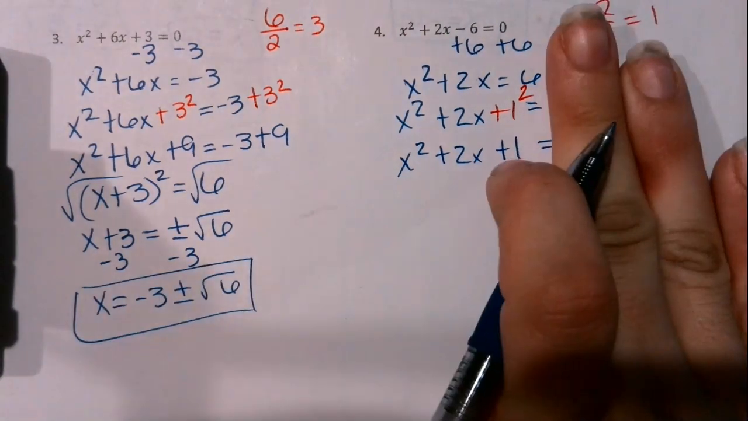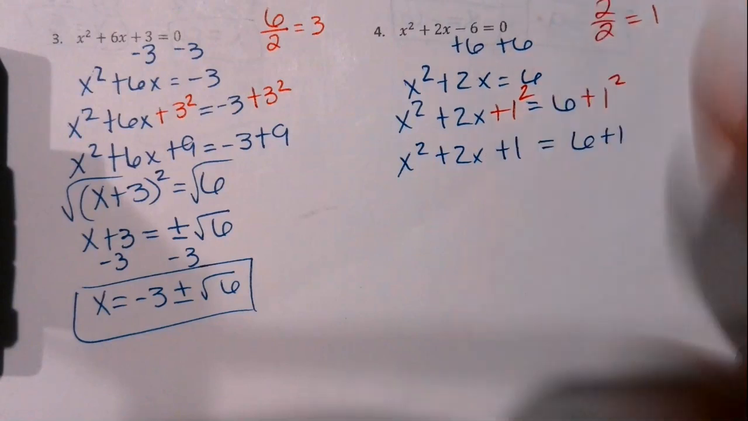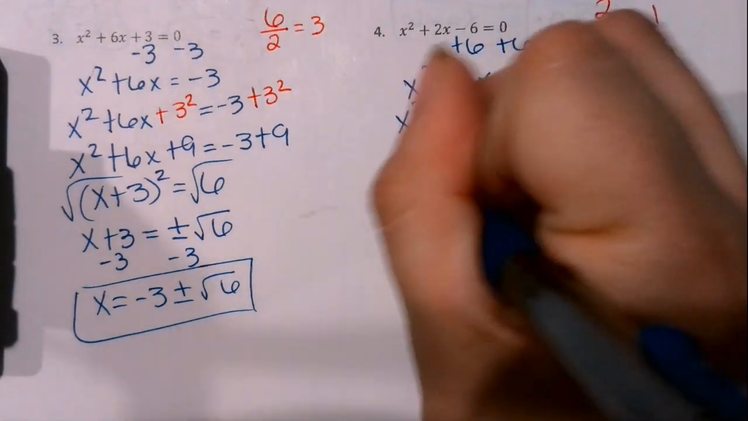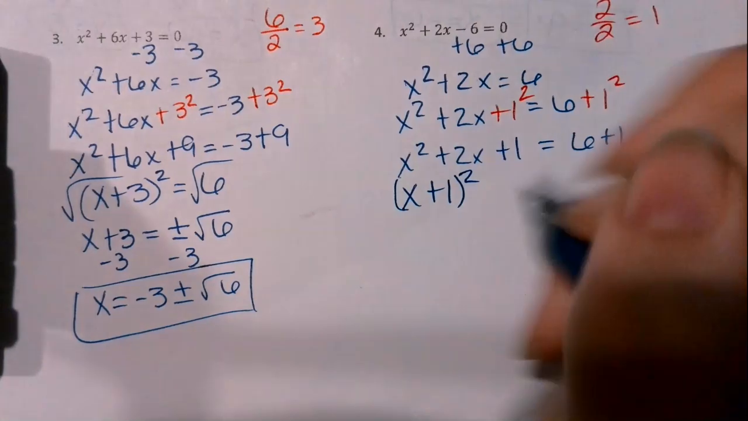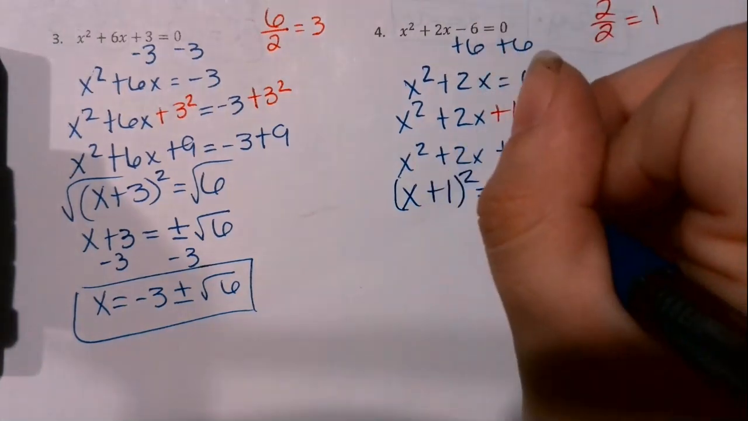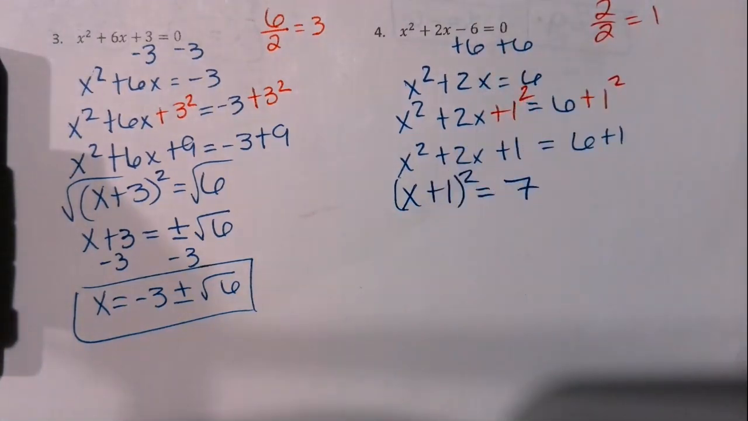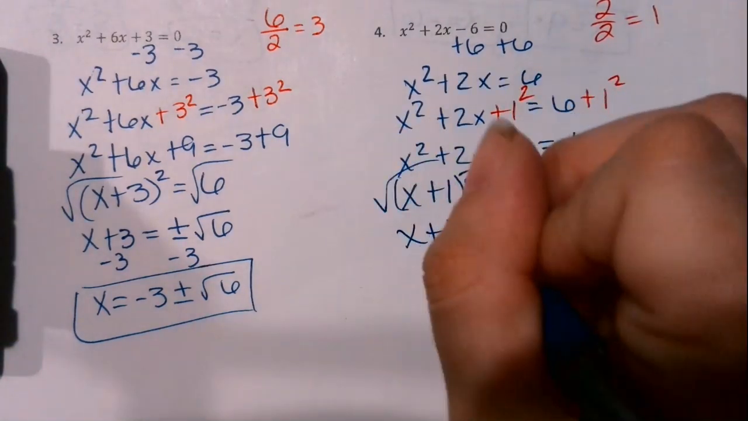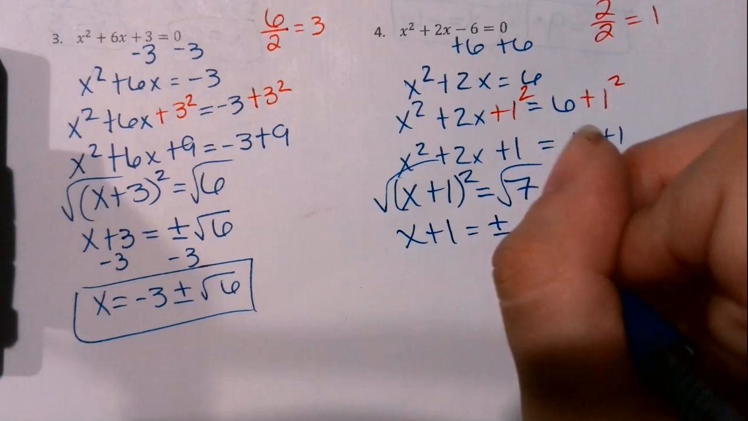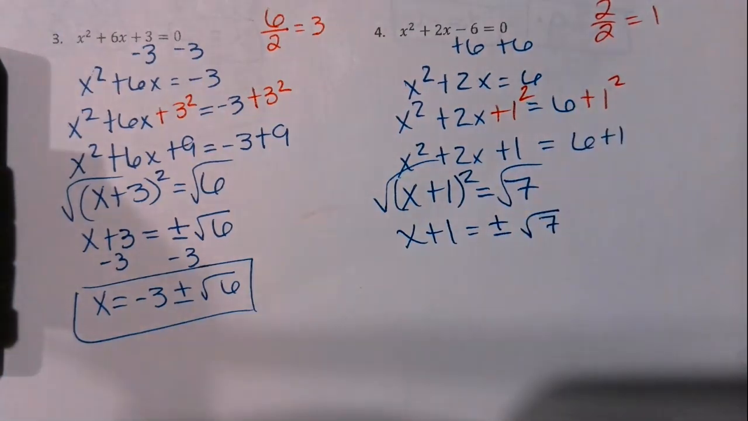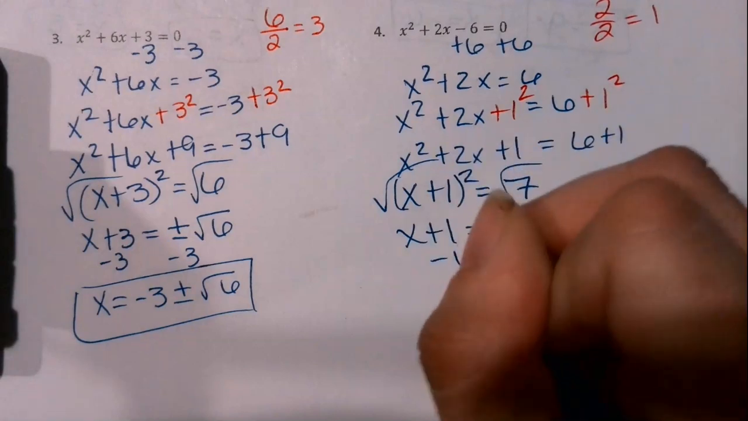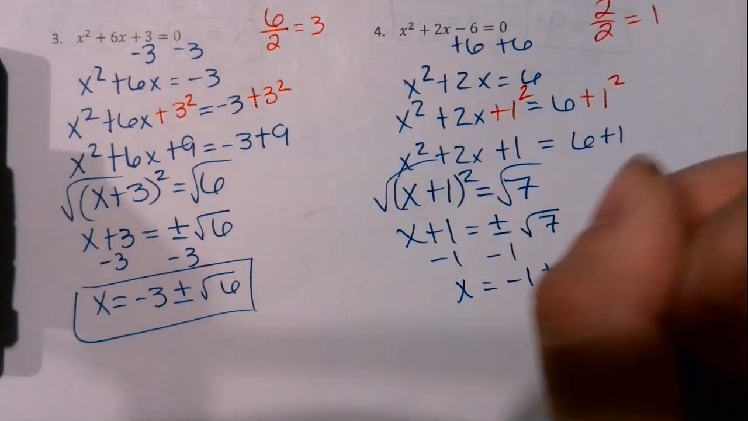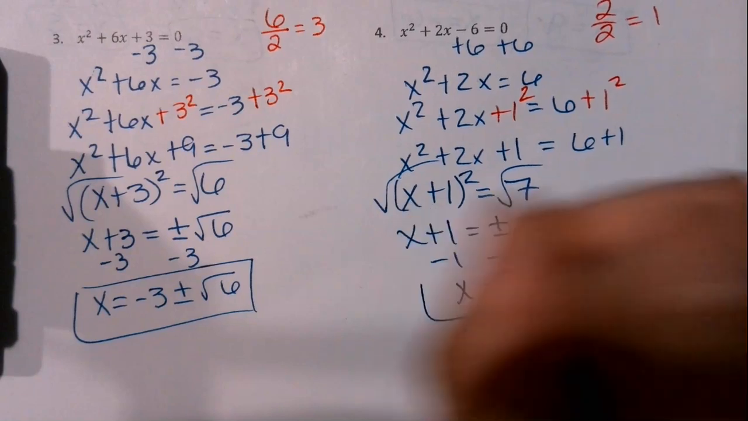On the left side, I'm looking for what multiplies to 1 and adds to 2. That's 1 and 1. So I have x plus 1 squared. And then on the right, 6 plus 1 is 7. Then I take the square root of both sides. I have x plus 1 equals plus or minus the square root of 7. Can't do anything with that because it's prime. Then I just subtract 1 on both sides, and I get x equals negative 1 plus or minus the square root of 7.